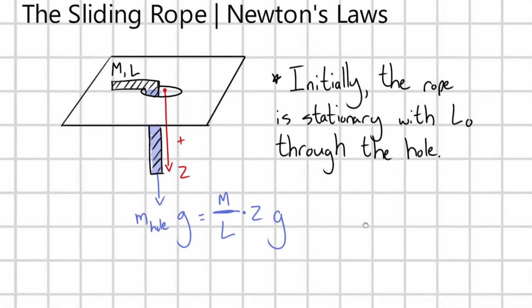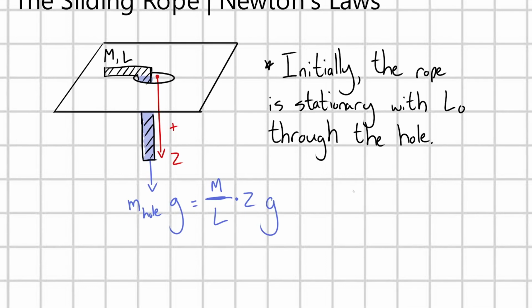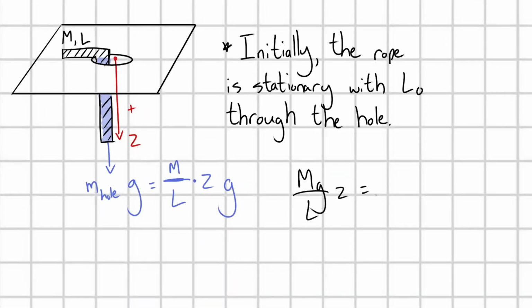Right, and so now let's go ahead and write out Newton's second law. So what's our net force on the rope? We already wrote it down: Mg over L times z, and this is going to be equal to ma, or the total mass of my rope, M, times z double dot.